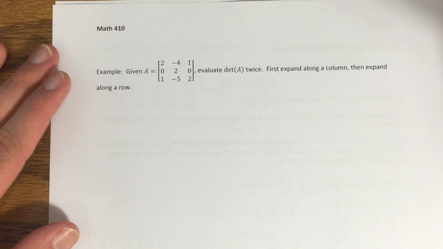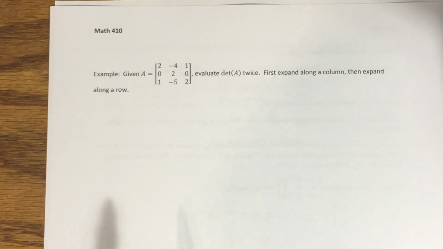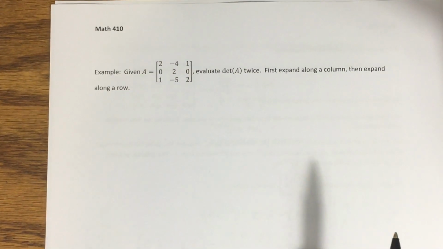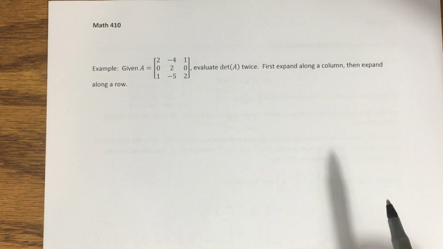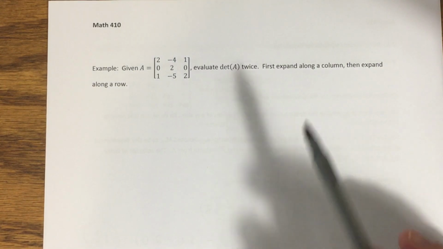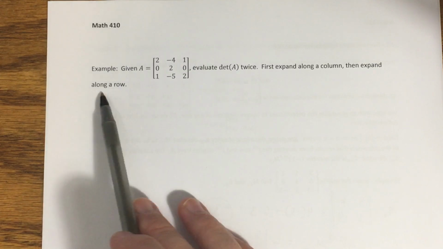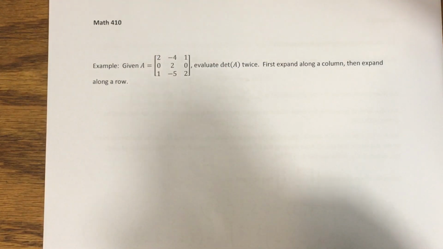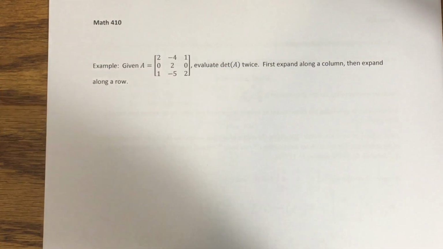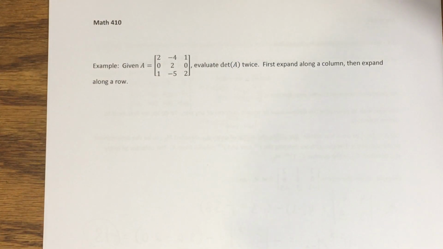So here's another example of a 3 by 3 matrix, and we're going to evaluate the determinant of this matrix using first some column, and then second some row. And I'm going to show that we get the same thing regardless of which direction we go. So let me start by expanding this along, let's say, the third column.